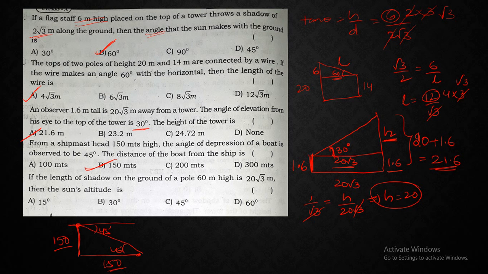If the length of the shadow of a pole 60 meters high is 20 root 3, so height is 60 meters and shadow is 20 root 3. Clearly h by d is 60 by 20 root 3. The 0 gets cancelled, so 3 by root 3, which is root 3. It is nothing but 60 degrees.